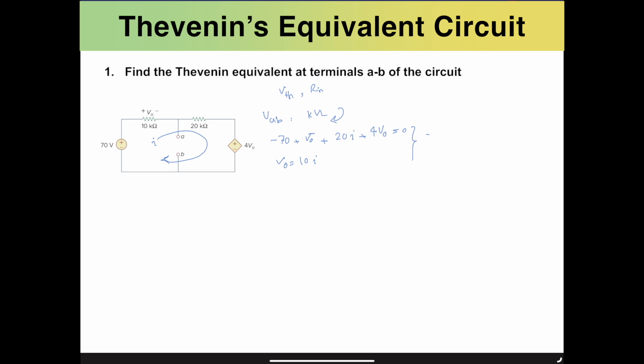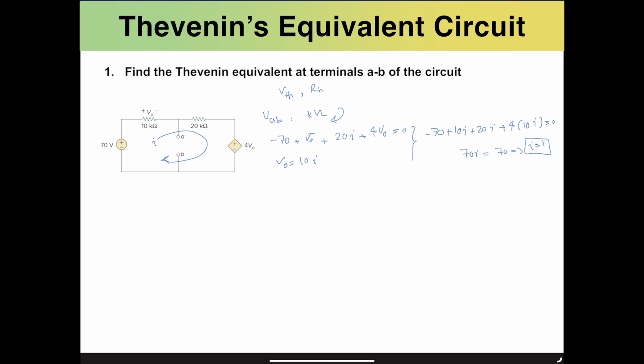So we can further simplify that: minus 70 plus 10I plus 20I plus 4VO, which VO again is 10I, so 4 times 10I equals 0. We can simply solve for I in this case. 40 plus 20 plus 10 gives 70, so 70I equals 70, because the 70 goes to the other side of the equation. So essentially I equals 1.